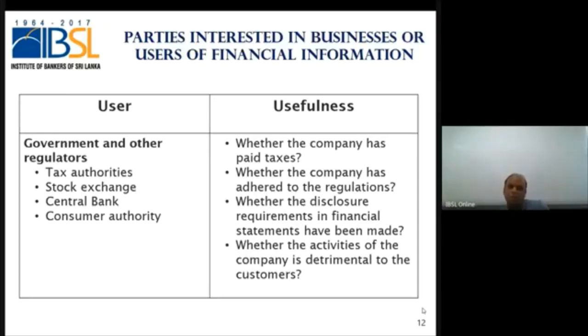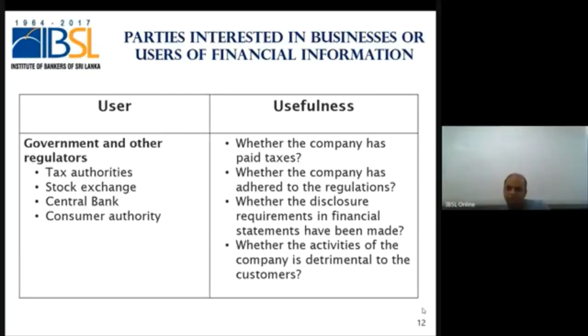Thirdly, whether the disclosure requirements in financial statements have been made. Now, I don't want to complicate things for you all with the term disclosure requirements. We will learn that in detail. But as you all know, for example, every bank is required to publish its financial statements in the newspapers. Why is that happening? Just to make the public aware of the financial performance of the bank. So that is a disclosure requirement. And what does the central bank do? They monitor and govern these banks and ensure that the financial statement disclosure is provided to the public for them to know.